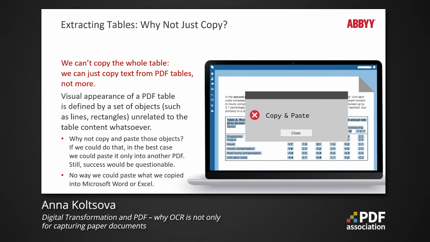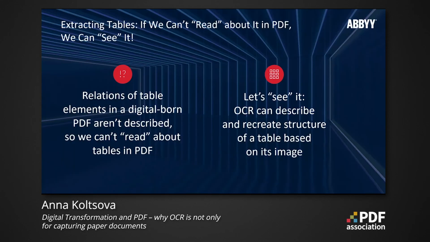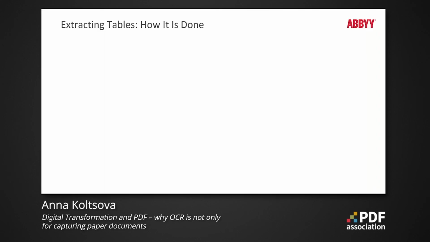But there is a solution. If we can, so to say, read the table from a PDF, since tables aren't described even in digital-born PDFs, let's see it. OCR can describe and recreate the structure of a table based on its image. With the help of OCR, a table can be extracted in its entirety. That's how it works.